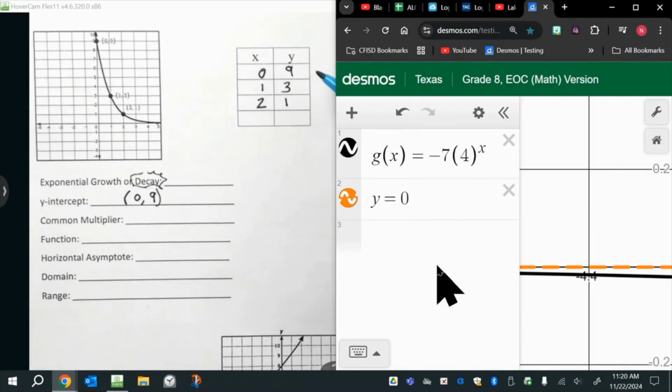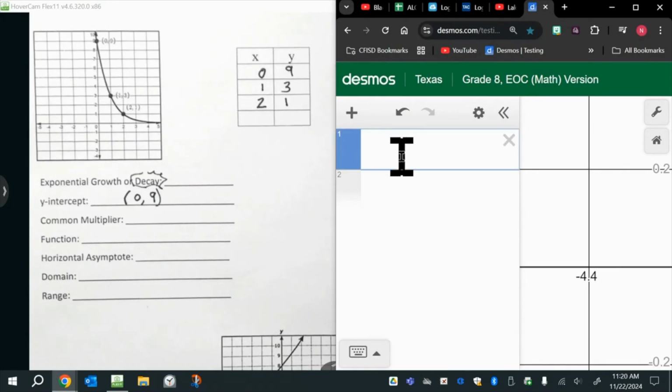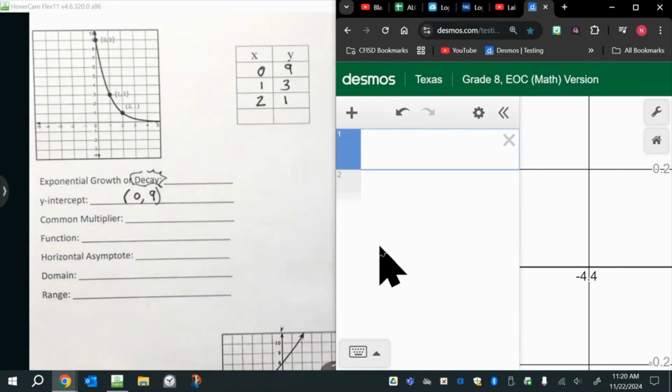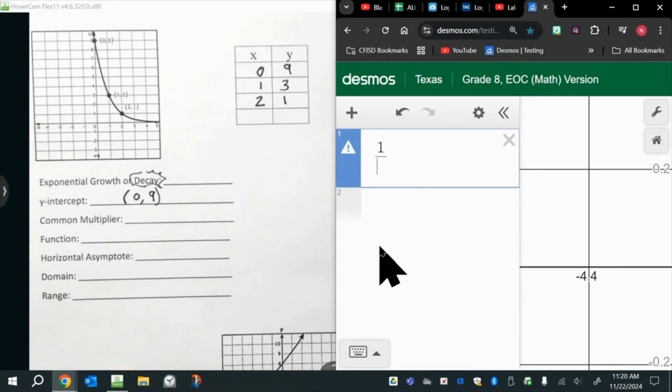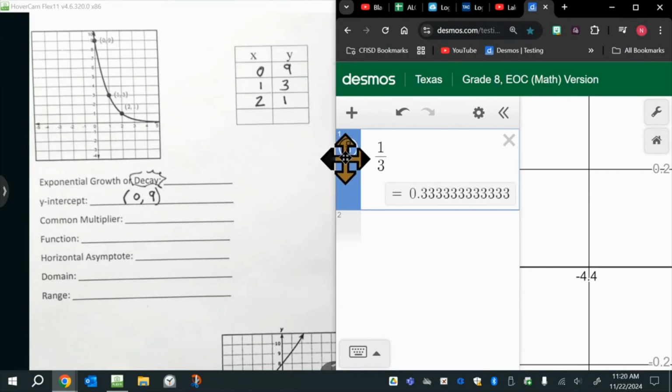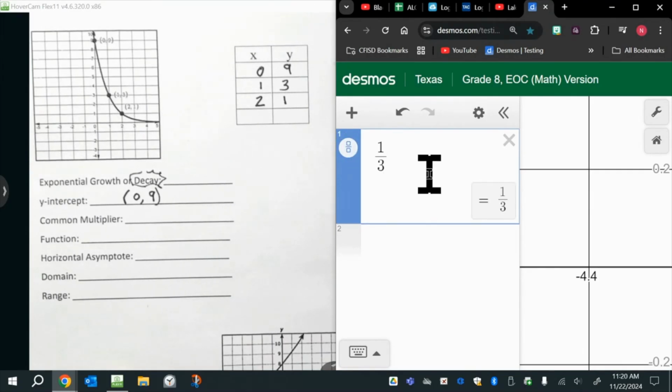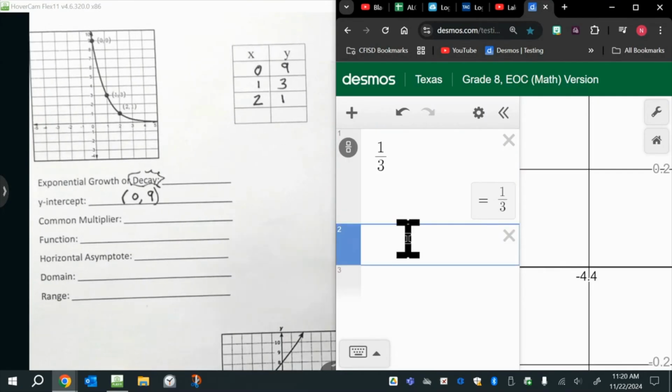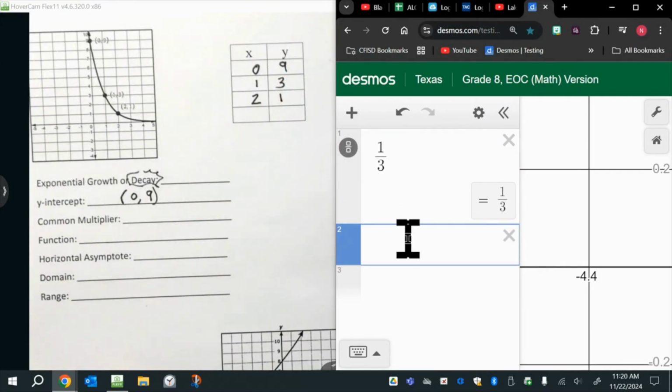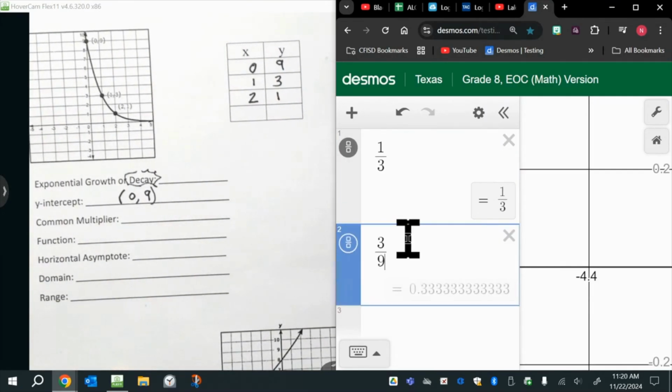Well, this might be a little bit harder to see, so what we could do, and this is always an option, is you take the bottom number, the 1, and divide it by the number above it, which is 3. That's 1/3. Okay. Let me try this again. What if I take 3 and divide it by 9? 3 divided by 9, also 1/3.